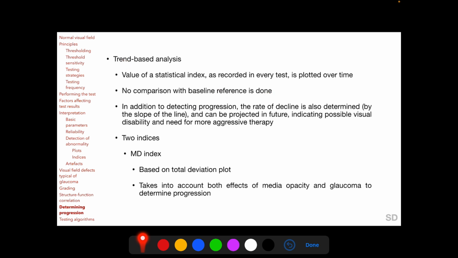In trend-based analysis, in addition to detecting progression, the rate of decline is also determined and can be projected into the future, indicating possible visual disability and need for more aggressive therapy. And 2 indices are available. One is the MD index available with the glaucoma change probability software, which is based on the total deviation plot and thus takes into account both effects of media opacity and glaucoma to determine progression.